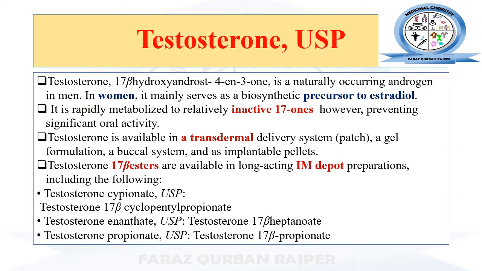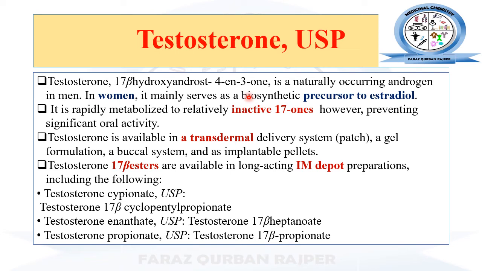Testosterone USP. This is the testosterone formulation that is available for therapeutic purposes. The IUPAC name of testosterone is 17-beta hydroxy androsten-4-ene-3-one. This represents that it has the hydroxy functional group at the 17th position, androsten is the nucleus, the 4-ene represents the double bond at the 4th carbon, and the 3-one means the third position has the ketone group, which we have already discussed. So naturally available testosterone has this chemical name.